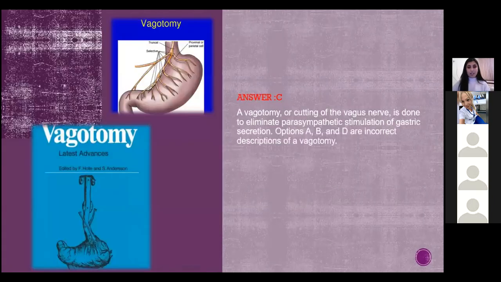The answer is C. A vagotomy, or cutting of the vagus nerve, is done to eliminate parasympathetic stimulation of gastric secretion. Options A, B, and D are incorrect descriptions of a vagotomy.